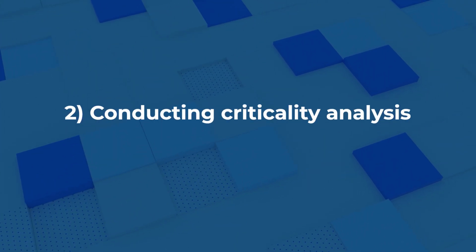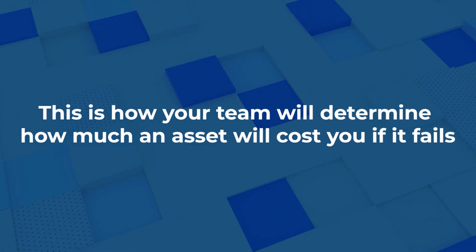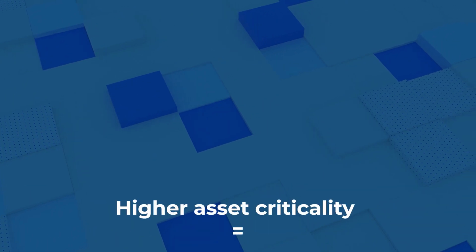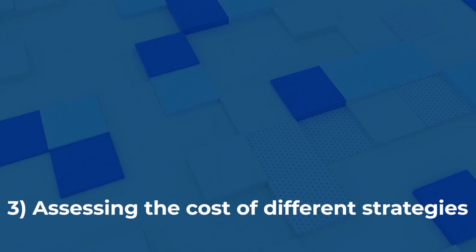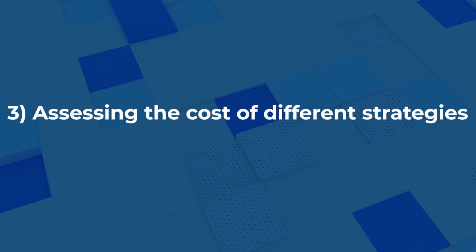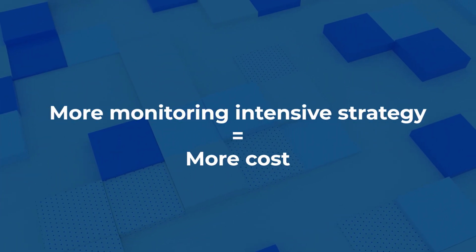Step 2 is conducting a criticality analysis. This is how your team will determine how much an asset will cost you if it fails. The higher an asset's criticality, the higher its potential costs. Step 3 involves assessing the costs of different strategies. The more monitoring intensive a strategy is, the more it will cost.